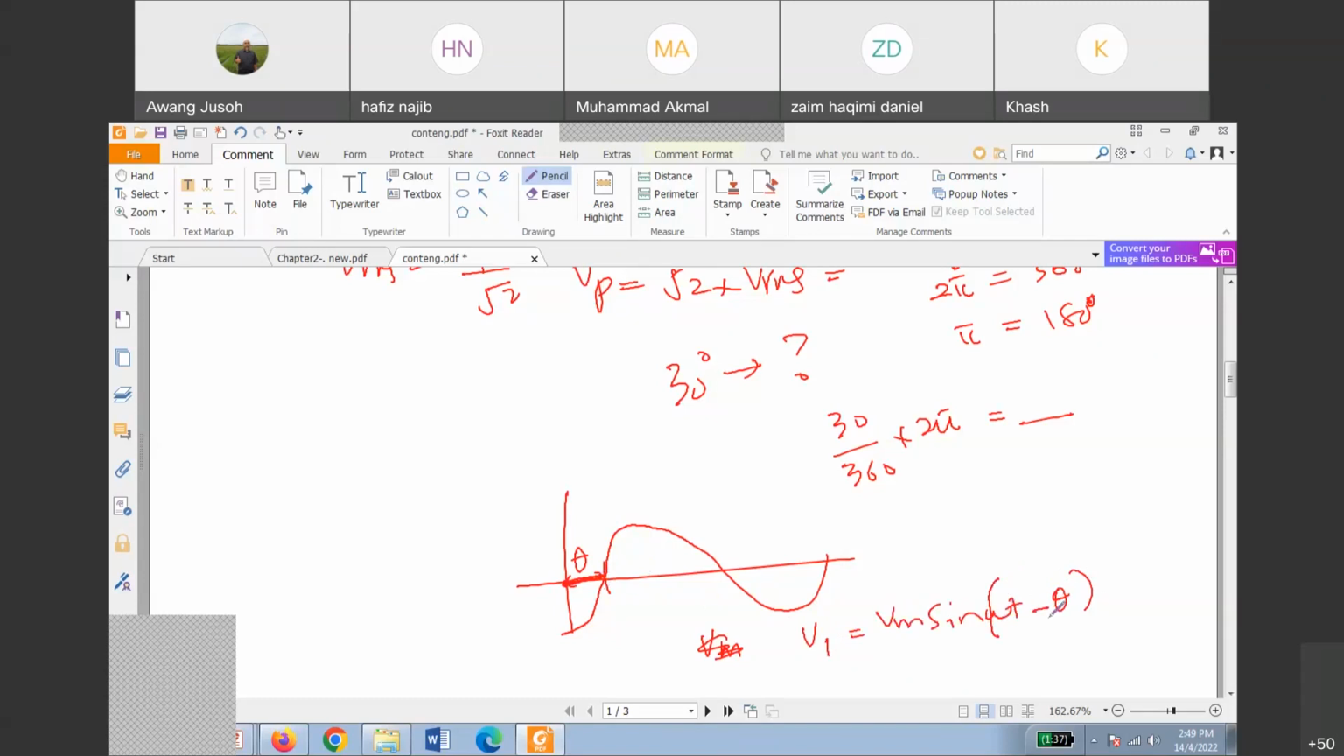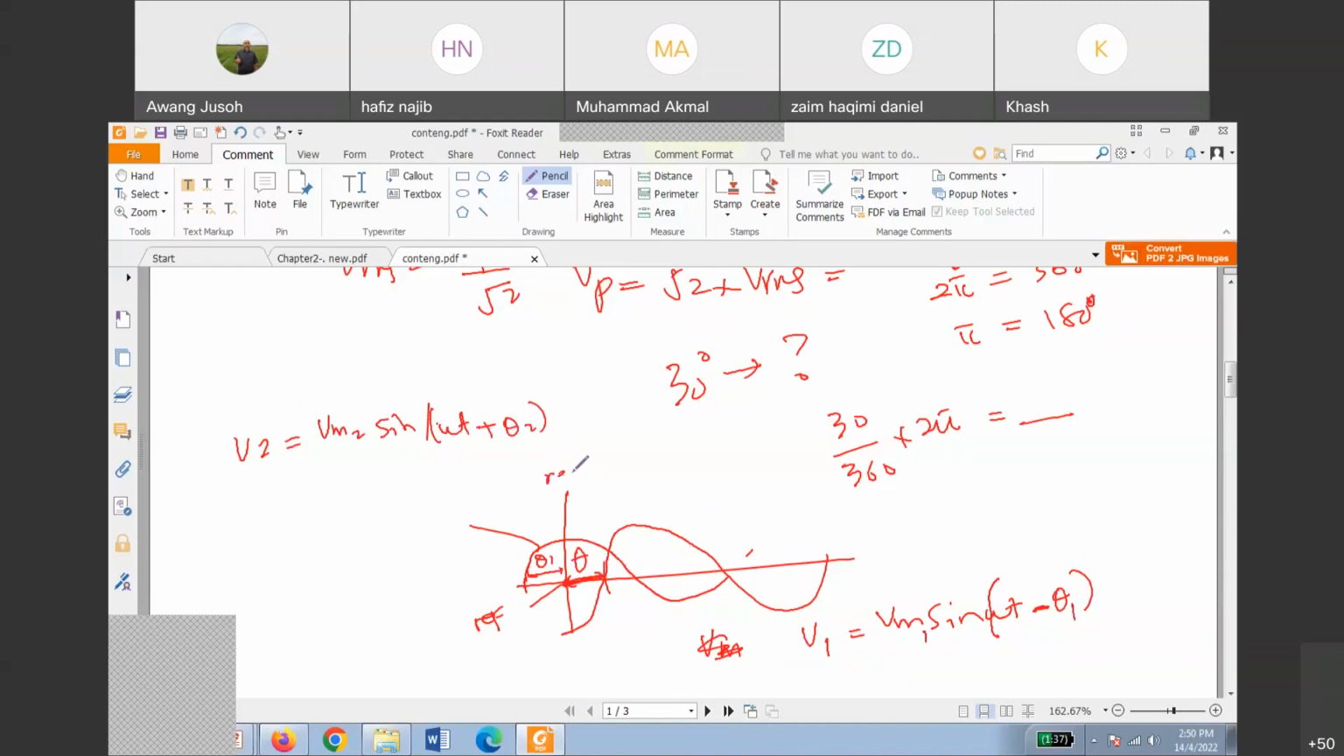Why is there a minus? Because it is delayed from the reference. This is the reference point, zero. If the signal is somewhere else, for example V2, then V2 is leading the reference. If the angle is theta 2, you write V2 equals Vmax 2 sin omega t plus theta 2 for leading. For lagging it is minus theta 1. That is how to differentiate between them.